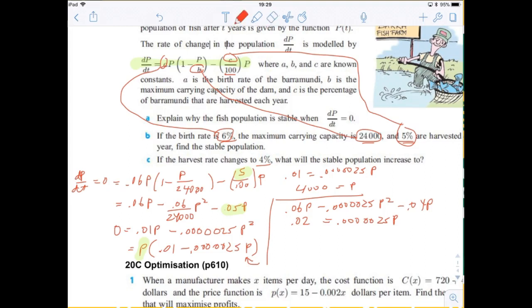Okay? Then we're going to divide both sides by 0.0000025. So it would be 0.02 divided by 0.0000025, and the answer is 8,000.